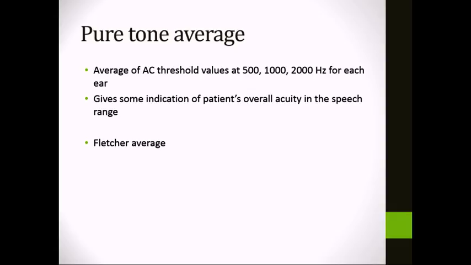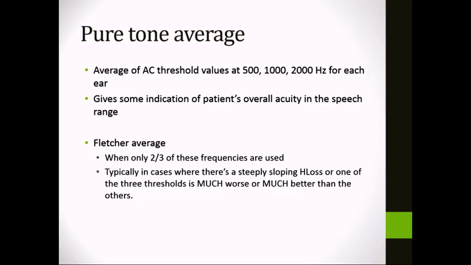In some cases, you may see a Fletcher average used instead of a pure tone average, but not that often. The Fletcher average is when only 2 out of 3 of the frequencies are used, so either 500 and 1000 or 1000 and 2000. And typically, it's only done in cases where the hearing loss drops off really suddenly, or one of those 3 thresholds is much worse or much better than the other ones.